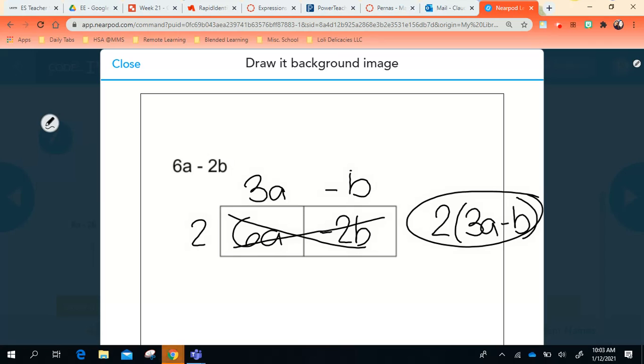As I was walking around, it didn't look too bad. We were doing pretty good. I saw some people forgetting variables, but that was really about all I saw.